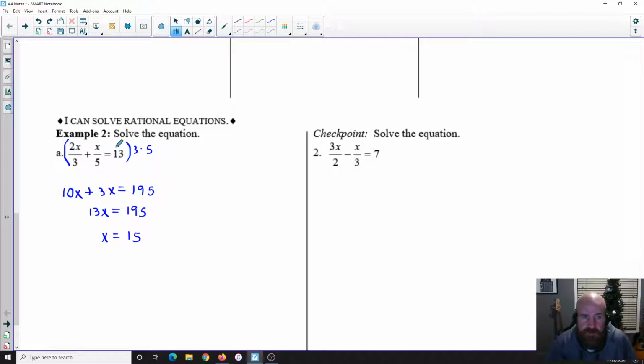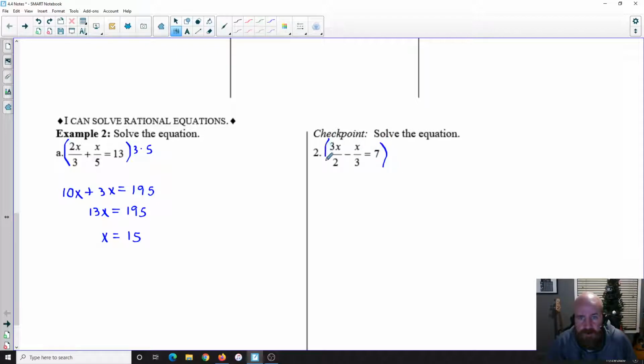So then we check and make sure it all works out. And it does. So we should be all good here. So 2 times 15 is 30, divided by 3 is 10. And then 15 divided by 5 is 3. And that would end up being 13. So 13 equals 13. So that's good. Let's go ahead and pause and try this one here.